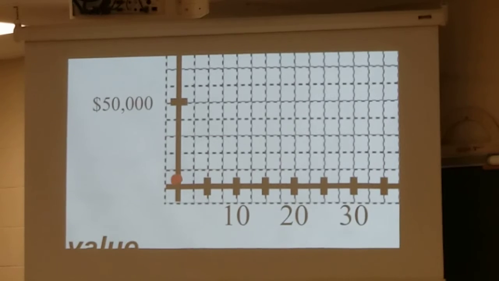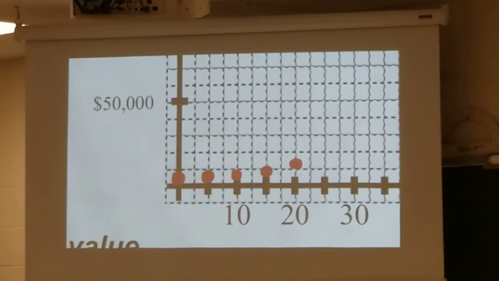If you're going to plot these points, the first couple points are really close to the bottom. That's okay, because your scale goes by 10,000s. You're not going to be able to see much change until you start getting up to about 20 years. Once you get up to 20 years, your dots start to spread out a little bit.